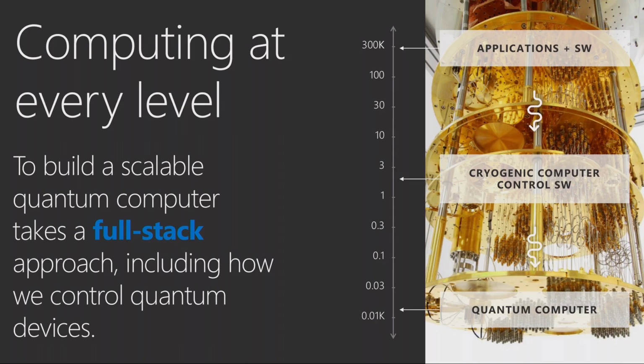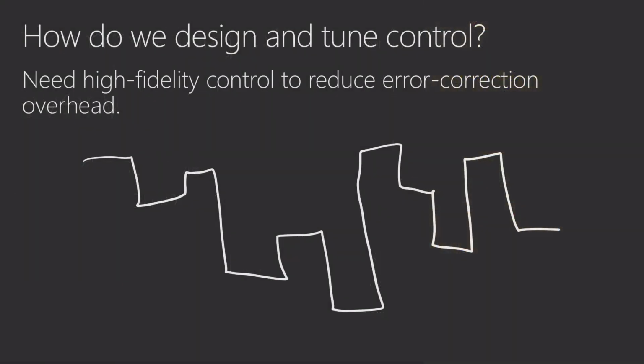And you may have seen this sort of diagram in other presentations, but I want to focus on something a little bit different this time, which is how do we design and tune those pulses that most directly interact with our quantum device? Because when you get right down to it, we need high fidelity control so that we can pay as small an error correction overhead as possible.